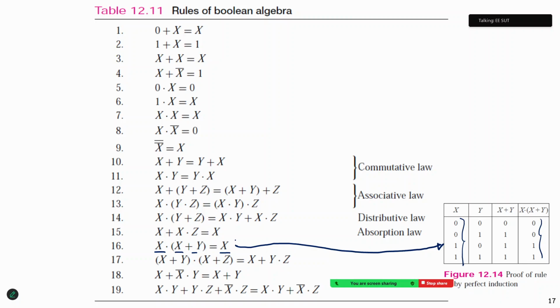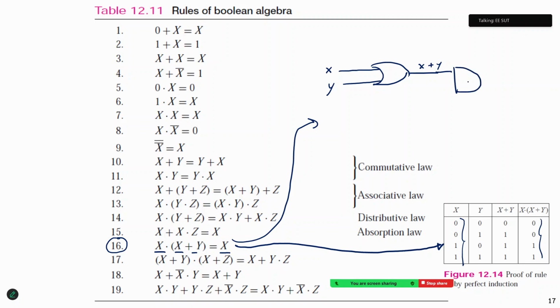If we draw the logic circuit, for example, with this circuit, how to draw the circuit? We have x and (x or y). I can draw like this. If this is x, this is y, x or y, this is the output, this is x or y, and we AND with x. This is the OR gate, and this is the AND gate.